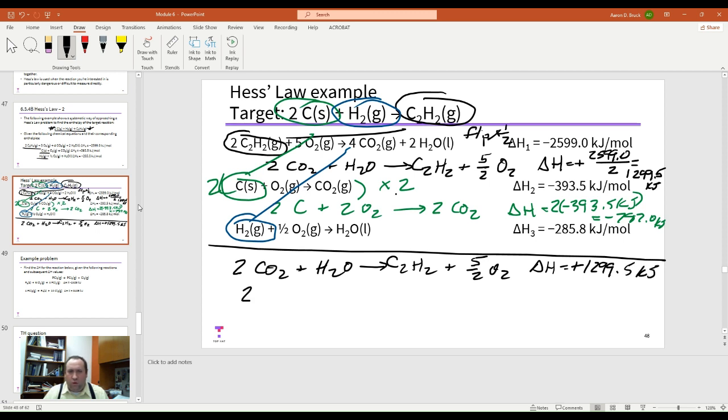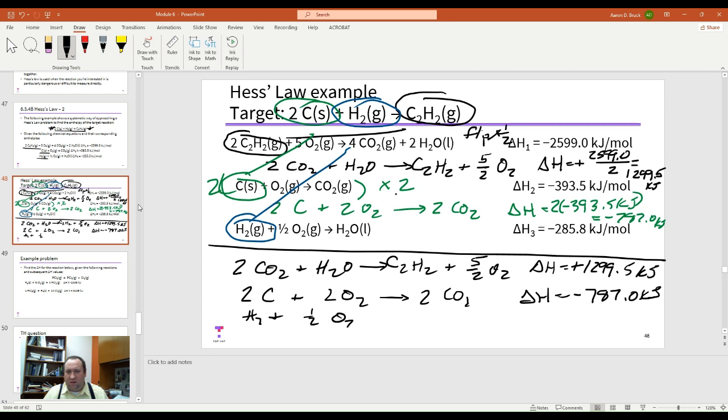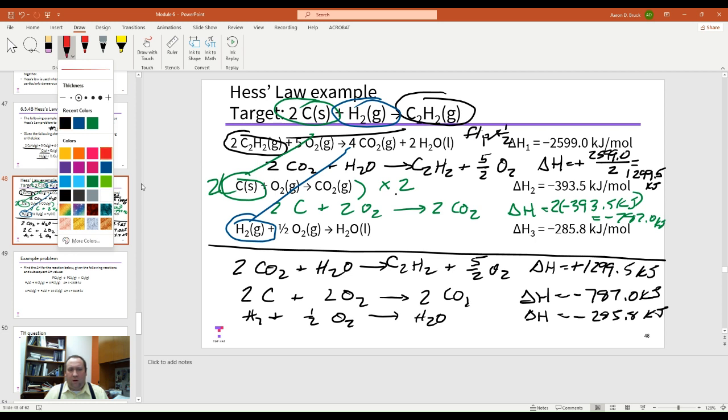I have 2 carbon plus 2 oxygen to make 2 carbon dioxide. The delta H value for that one was negative 787.0 kilojoules. And the last one is the one I left alone, hydrogen and 1/2 oxygen making water. And the delta H for that one is negative 285.8 kilojoules.